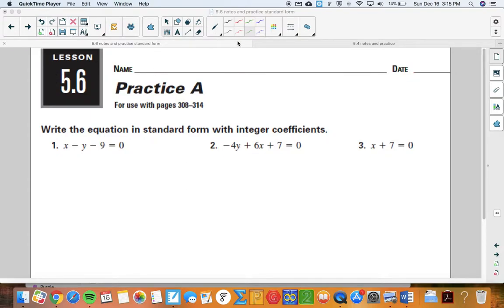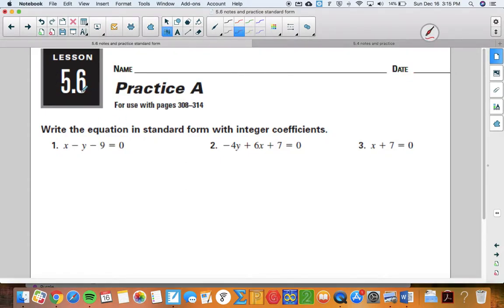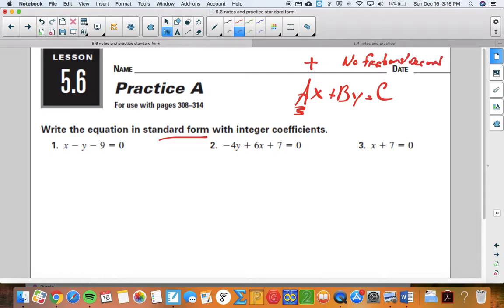Let's try some practice from worksheet 5.6, writing equations in standard form. Remember, this is our standard form template. A, B, and C have to be integers. A has to be positive, and then no fractions or decimals for A, B, or C. Which also means integers, specifically A being positive though.